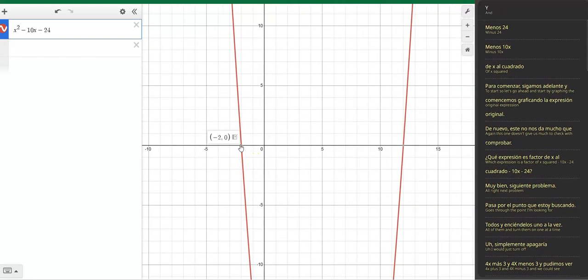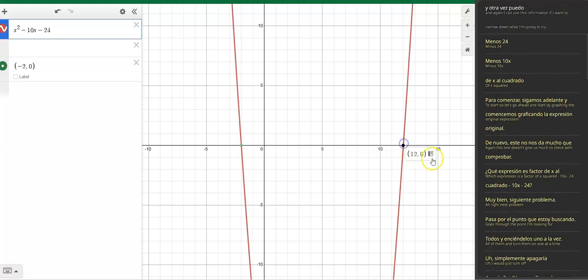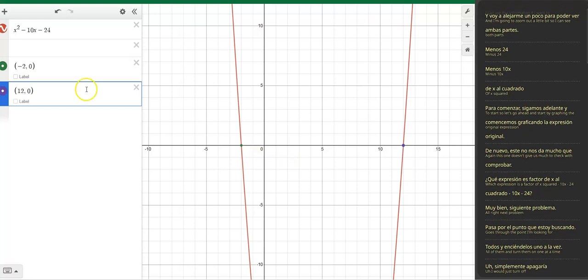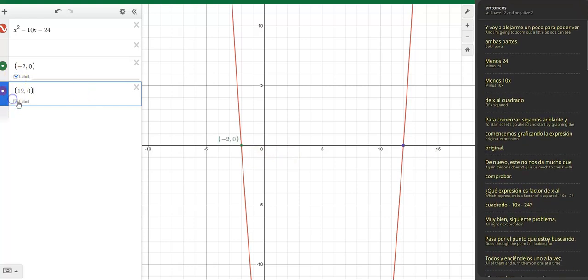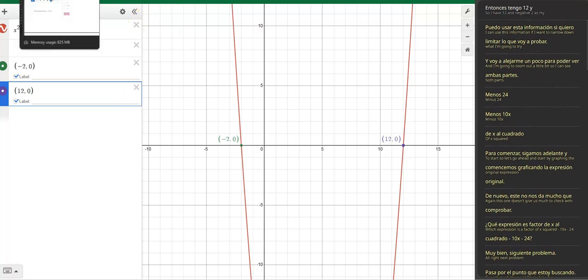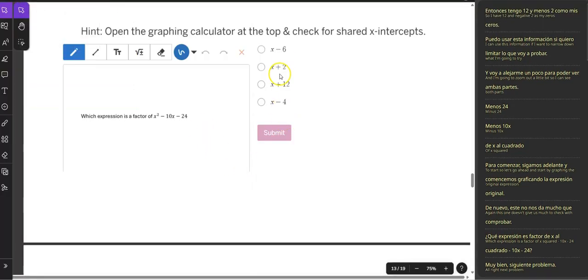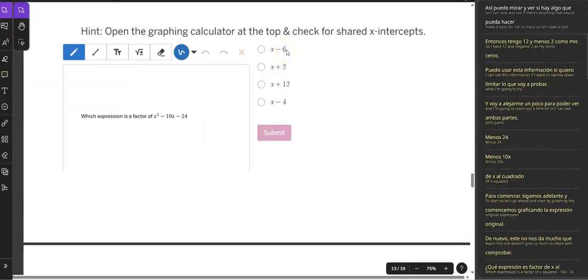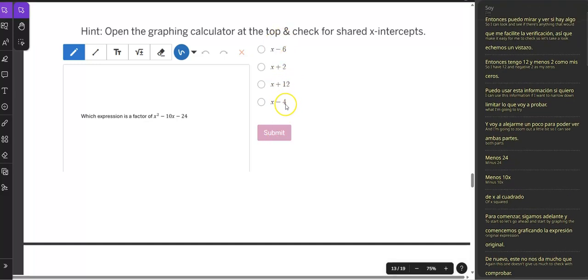And again, I can use this information if I want to narrow down what I'm going to try. So I have 12 and negative 2 as my zeros. So I can look and see if there's anything that would make it easy for me to check. So let's take a look. I'm going to guess it's not negative 6. I'm going to guess it's not negative 4 because neither of these numbers are 12 or 0.